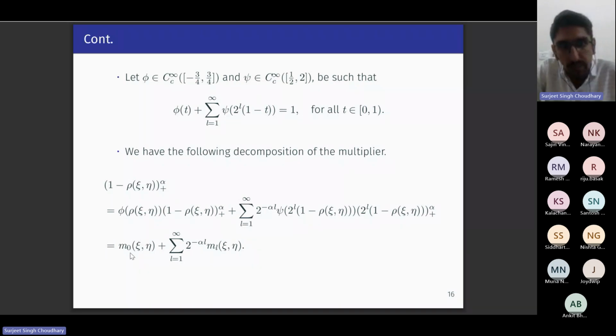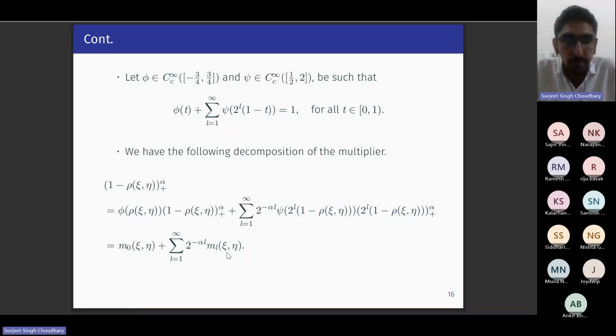We can show that m_0 is bounded for all p1, p2 bigger than or equal to 1. And it's enough to prove LP boundedness for m_l with some growth in L, because we have an exponential decay in L. So if we have some small growth in L also, we can negate it with the decay, and then this will be summable. So we have to prove an LP estimate on m_l of xi comma eta with some small growth. And this is what we will do.